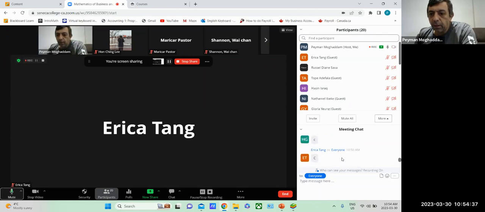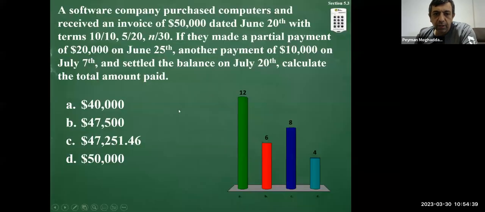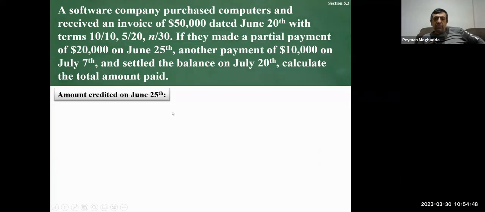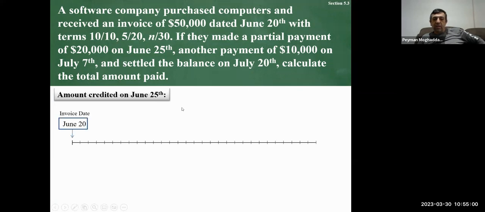All right, let us see here. All right, C is right. All right, so let's go for the solution. Okay, so first of all, we need to make the timeline, right? The invoice is dated June 20th, with terms 10/10, 5/20, and net 30. So 10 days on top of June 20 is going to be June 30, right?